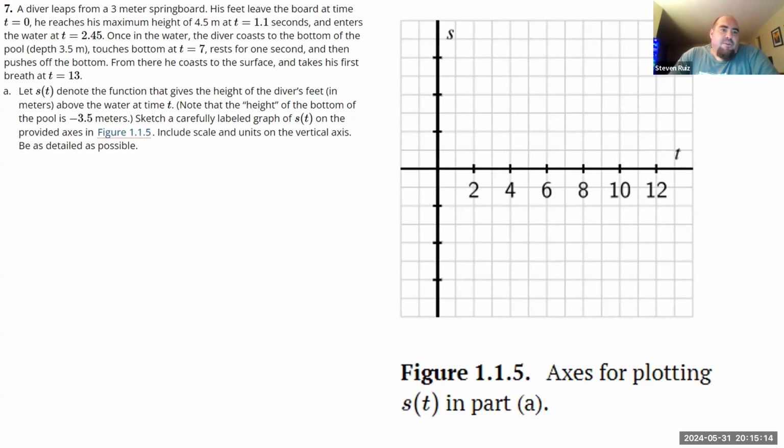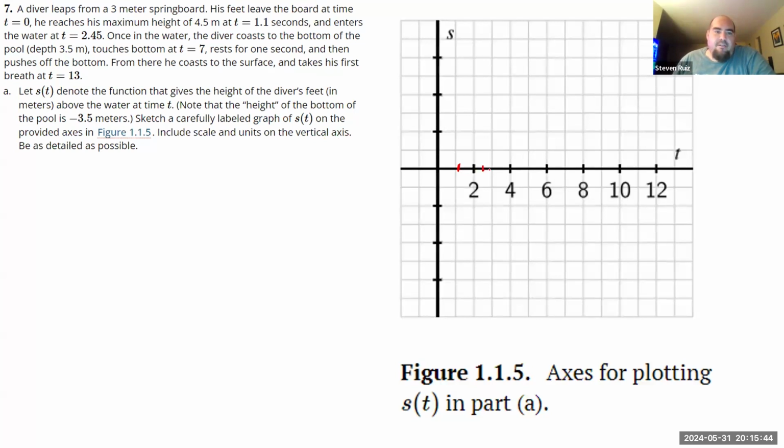A diver leaps from a 3-meter springboard. His feet leave the board at time t equals 0, and he reaches a maximum height of 4.5 at t equals 1.1 seconds. So we'll start marking off the time axis. At 1.1 seconds, I reach my maximum height of 4.5. So that should give us a little bit of a clue about what our scale is going to be. He enters the water at t equals 2.45.